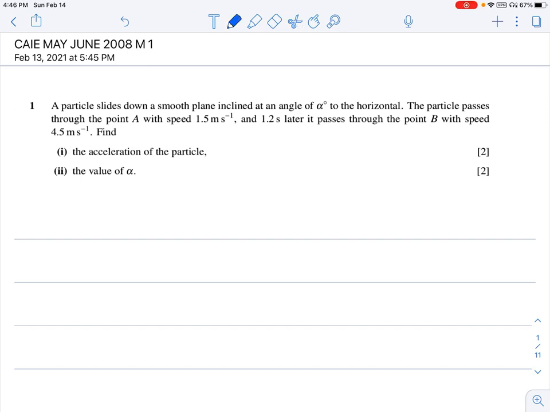So welcome, this is EAI May-June 2008 M1 paper. So let us try to solve that paper, all the questions.